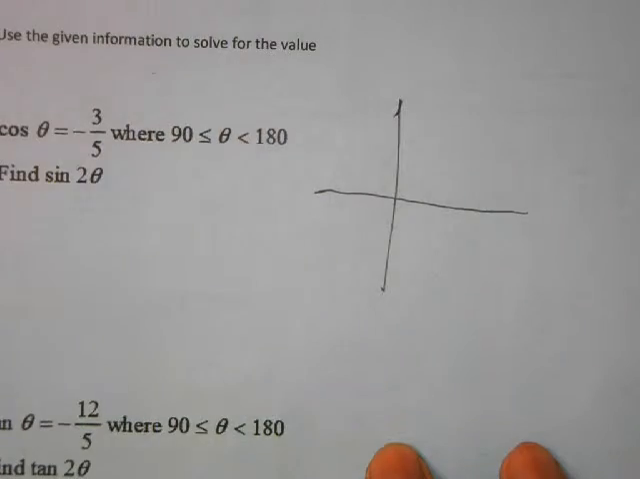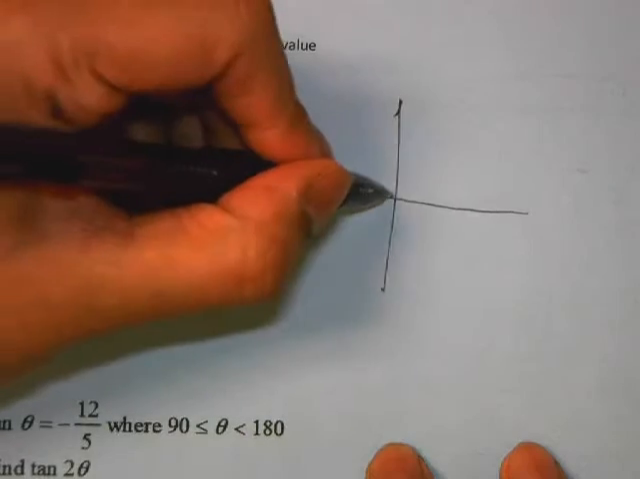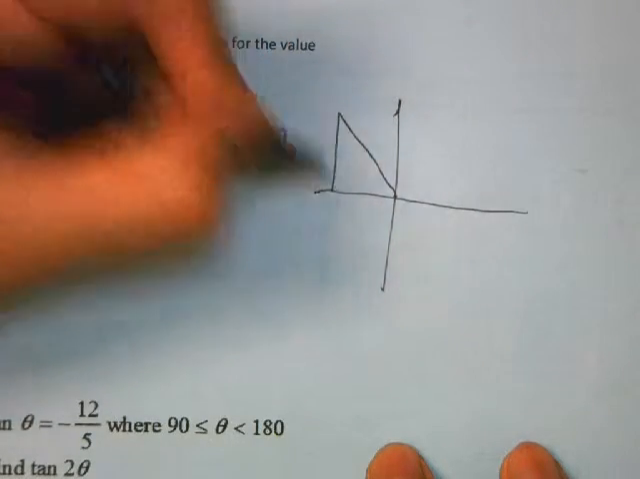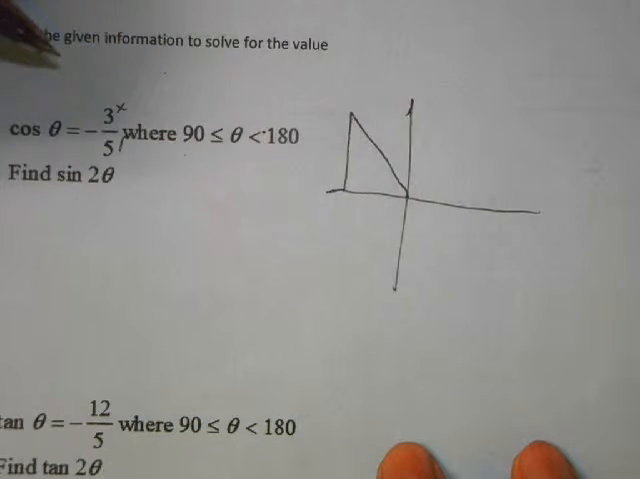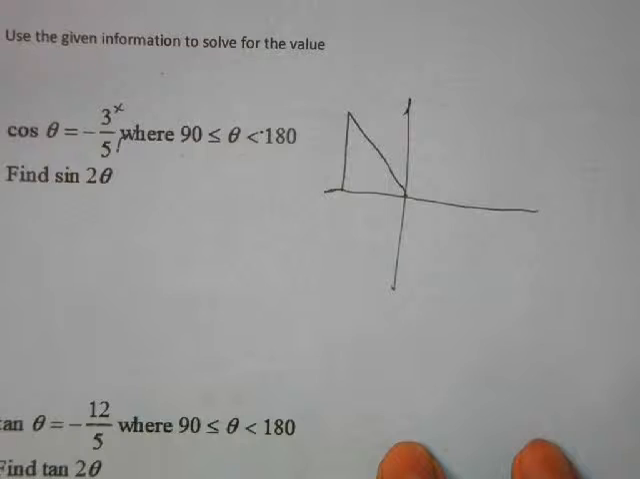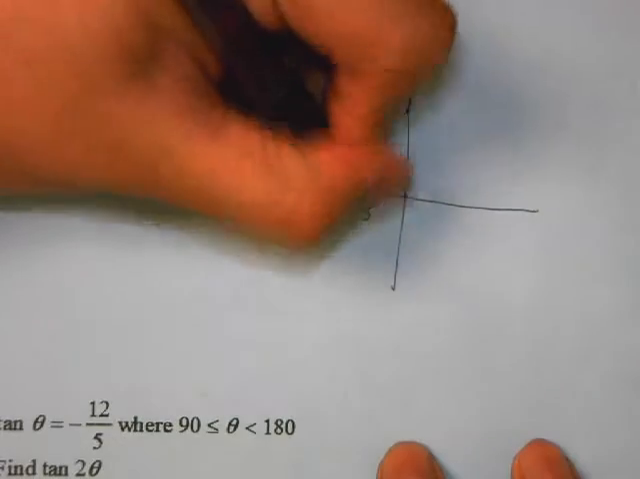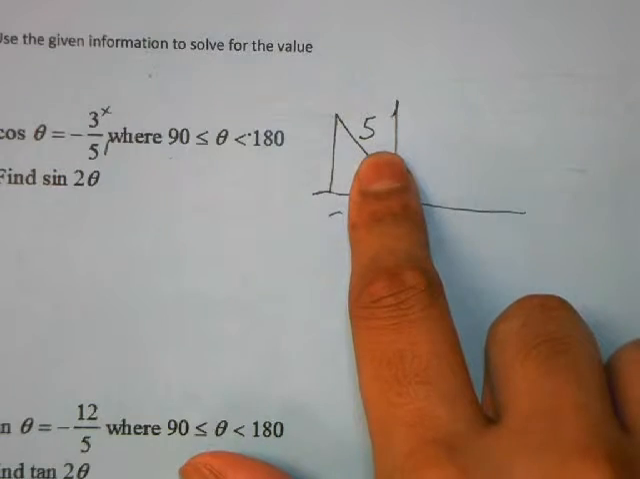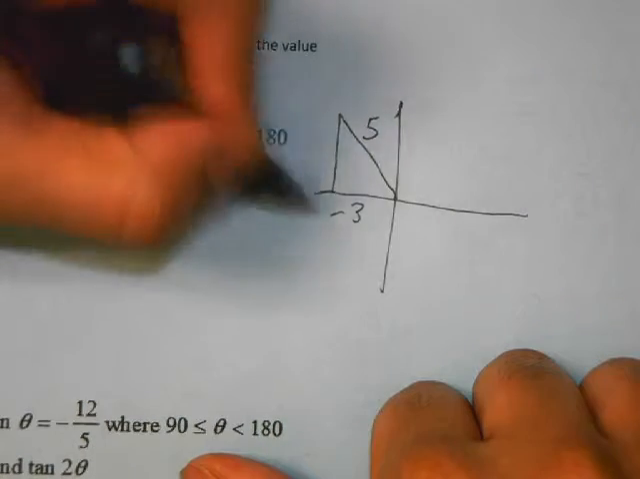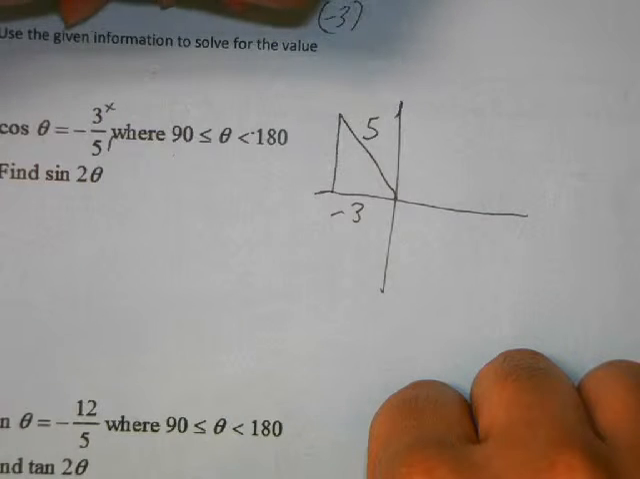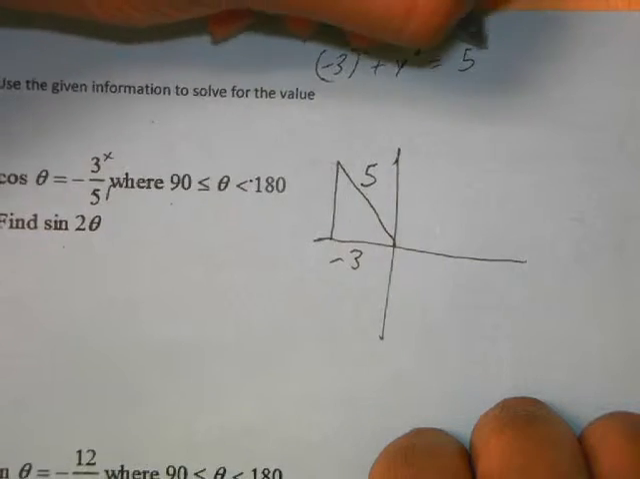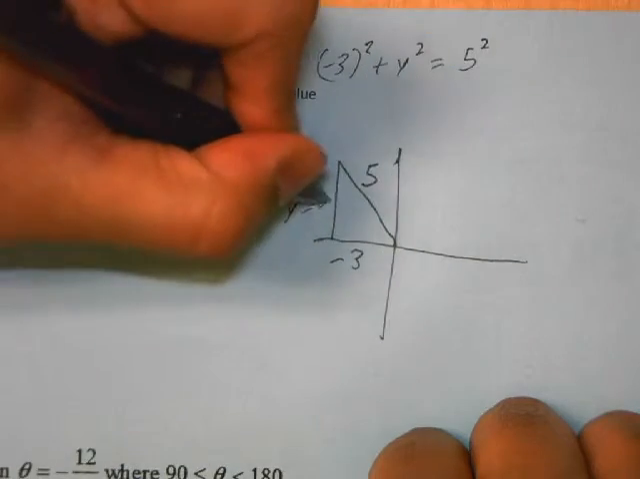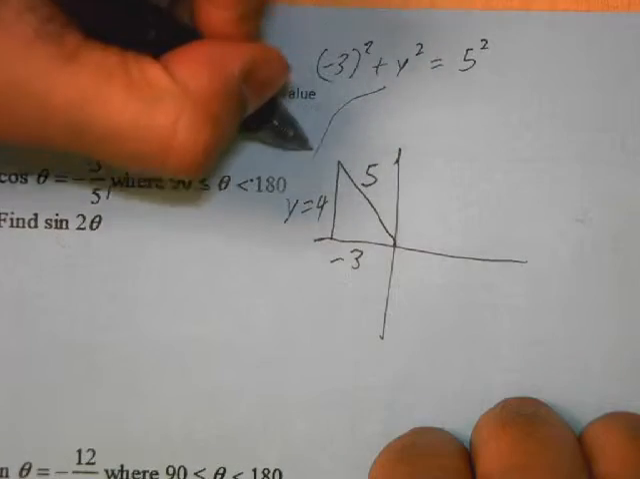So my triangle is between 90 and 180 degrees, okay? So to be between these two, we're gonna have to be in this quadrant right here, okay? And cosine is negative 3 over 5. Now that is x over r, or adjacent over hypotenuse, right? So we can say this is negative 3 and this is 5. Remember your radius, that r value is never negative, okay? So we use Pythagorean theorem, negative 3 squared plus y squared equals 5 squared. And if you solve this, you're going to get y equals 4, okay? So that's how we get down here.